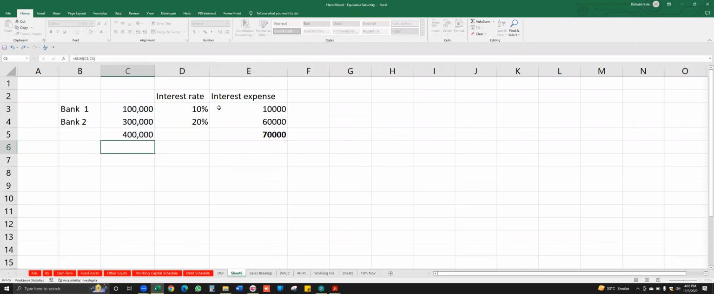What is the total loan that you have? 4 lakh. You pay a total interest of 70,000 and you have a total loan of 4 lakh. So how much is the interest rate? Average interest rate? 15? It is 70,000 divided by 4 lakh. It's 17.5%. It is not 15%.